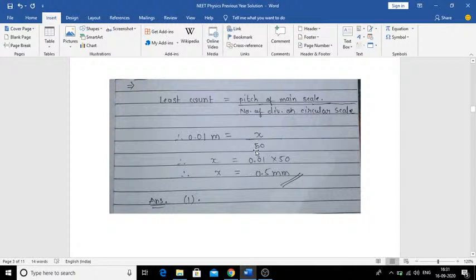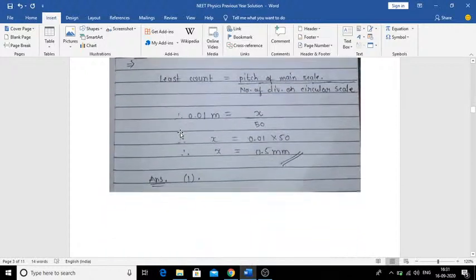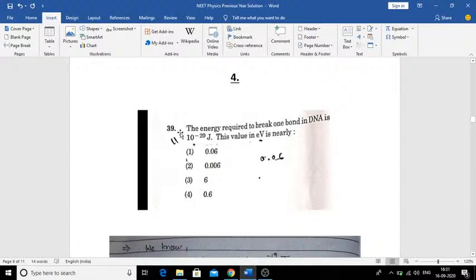And then this 50 is in the denominator and this will go to the other side and will be multiplied. So 0.01 into 50 will give you 0.5 millimeter. So your right option will be option number 1. So this is our question number 3. Let's go ahead to question number 4.